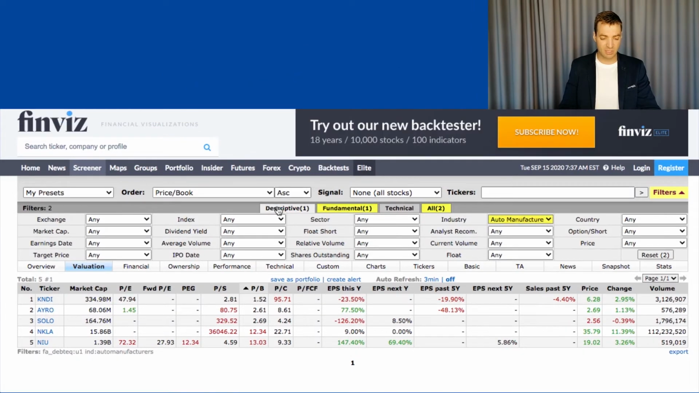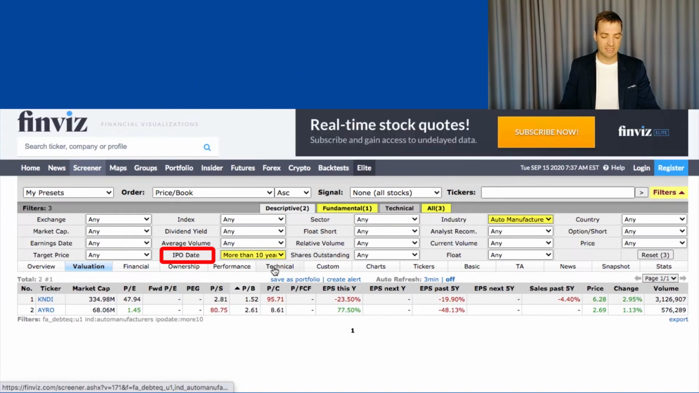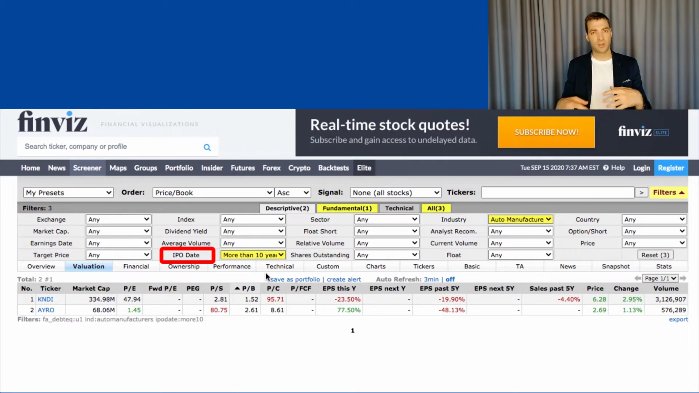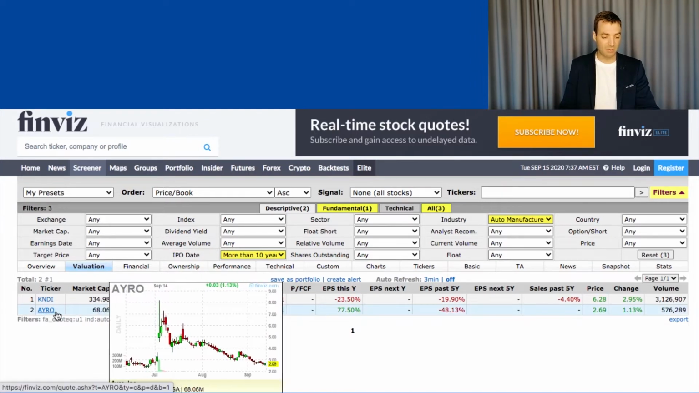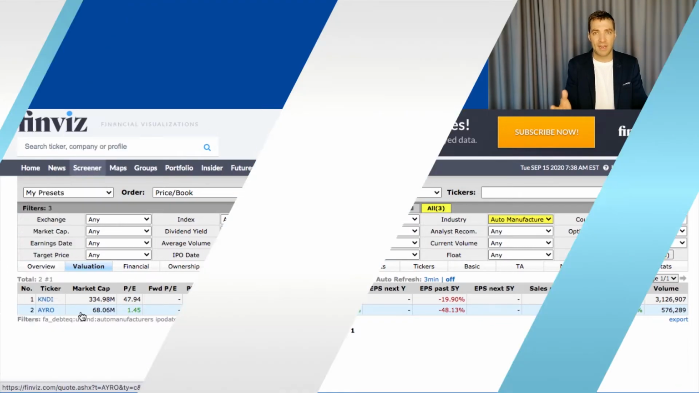But let's go into the descriptive tab again. Now I want to have the IPO more than 10 years ago. So that means the company has been around for quite some time and therefore it's got some sort of track record. And here we are again with AYRO. So maybe that's a company that I'd want to have a look at. I don't know much about that company, so I could go in and dig a bit deeper. And as you can see, the screening tool has filtered it out and helped me work that out.